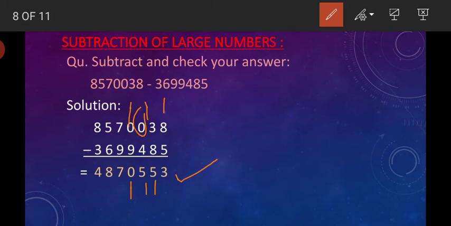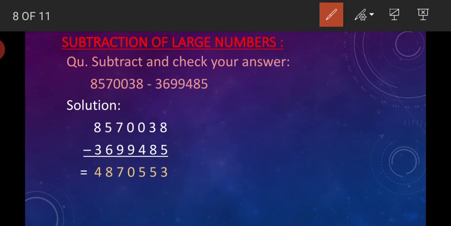Here we have taken borrow from 7. So it becomes 6. So 6 minus 9, you can't subtract. So you have to again borrow from its previous digit. So it becomes 16 and the previous digit becomes 4. So 16 minus 9 is 7. And in the previous digit it becomes 4. 4 minus 6, we can't do that. So we have to again borrow from its previous digit. So it becomes 14. 14 minus 6 is 8. And in the previous digit it is 7. 7 minus 3 is 4.